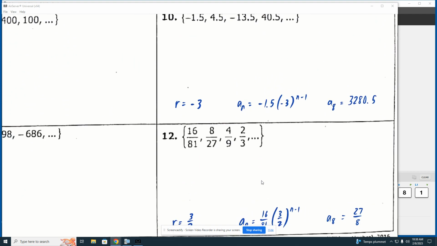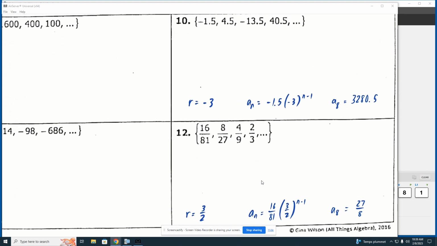And then here's number 12. Again, the only reason that was harder is because of fractions. But your common ratio in there, if I did 8 over 27 divided by 16 over 18, your common ratio was 3 halves. So there's your equation. And your a sub 8 was 27 over 8. Questions on that one?